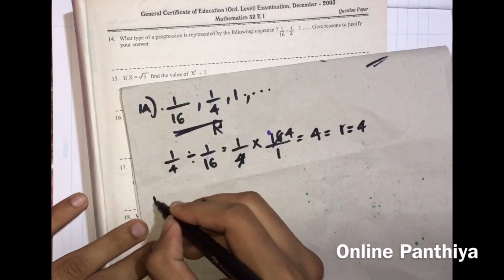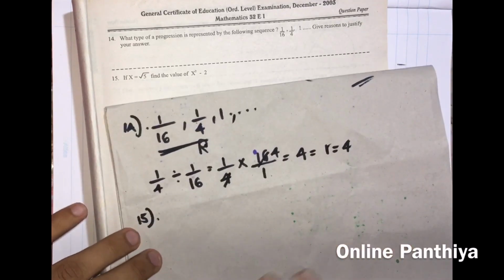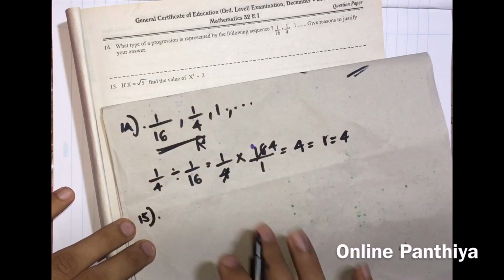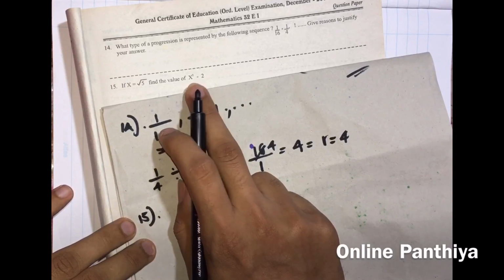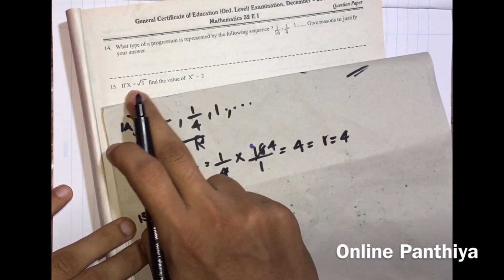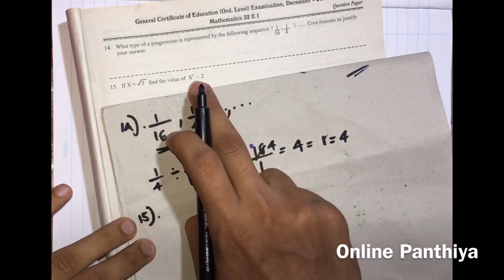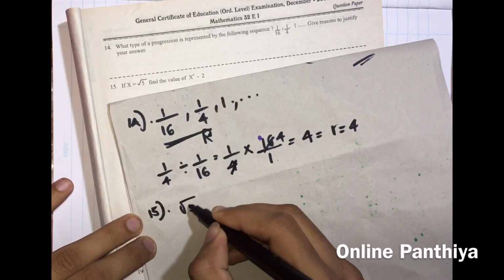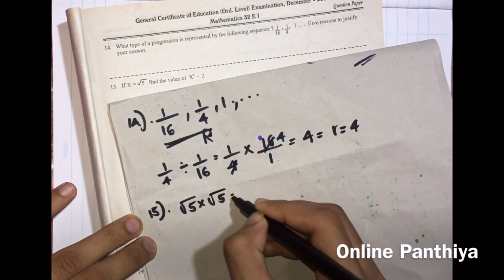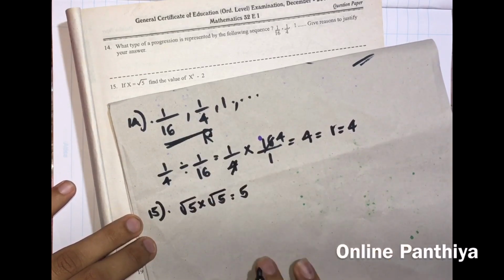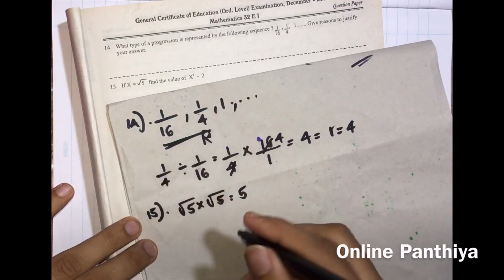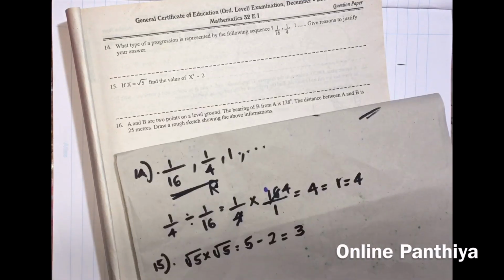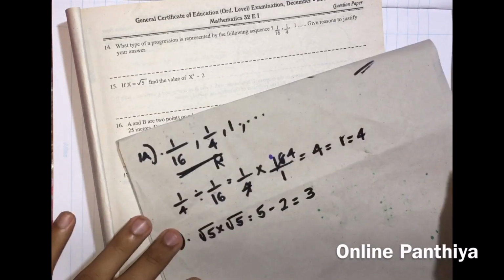Okay, so what does the 15th question say? They have given you that x is equal to root 5. Now you have to find the value of x squared minus 2. Since x is equal to root 5, in order to find x squared, how much is that? Yeah, root 5 into root 5. Root 5 into root 5 is 5. So x squared is equal to 5, and from 5 you have to subtract 2. That is how much? 3. The answer is 3. Simple. Okay. And the next question.